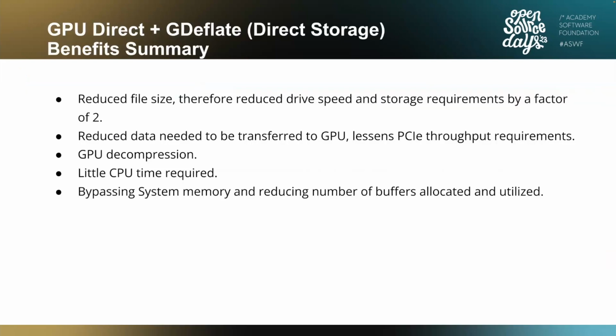And this is just a summary of what we observed with this prototype. The file size is reduced by 2, hard drive speed requirements reduced by 2, and the PCIe throughput requirements reduced by almost 2 as well. The decompression is happening completely on the GPU. Almost no CPU time is required, and we do not need to juggle system memory, reducing the number of buffers that need to be allocated and pushed through. So this is it.